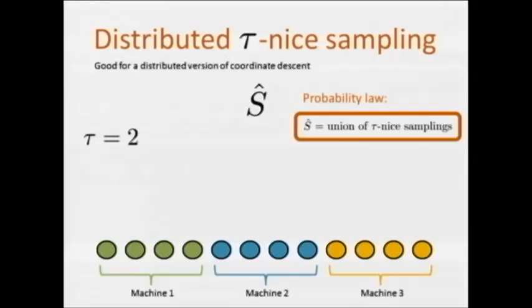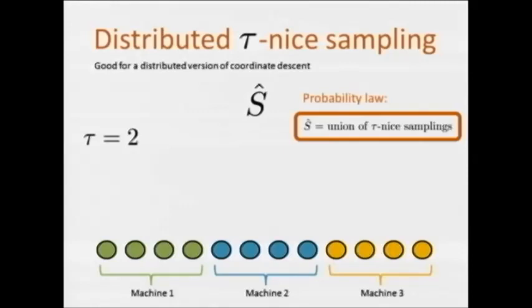We call it, let's say, distributed tau-nice sampling, okay? So this is what's going on. If you have a number of nodes, and you want to run a parallel coordinate algorithm on this, how will you choose the coordinates? So that's the question. How will you choose the coordinates, right? So let's say you want to use tau-nice sampling. You're going to update 10,000 coordinates or 10 million coordinates in one iteration. Which nodes will be doing the updates?